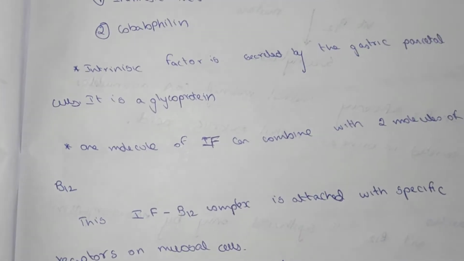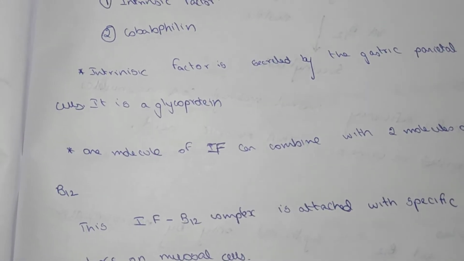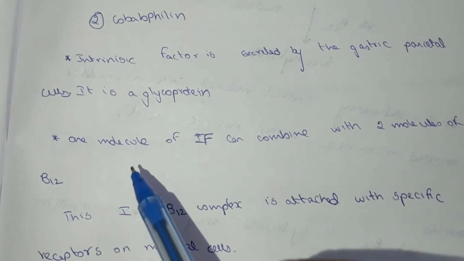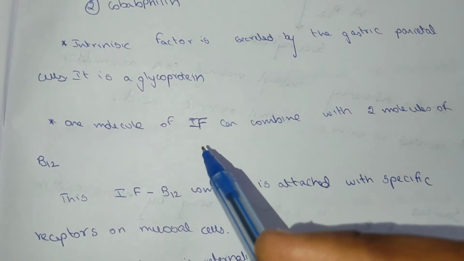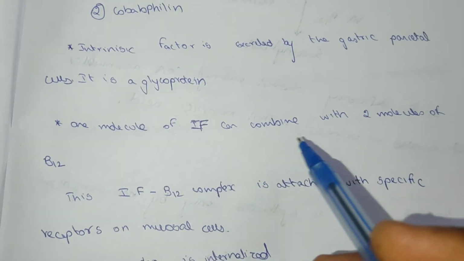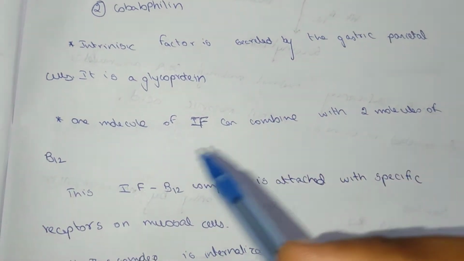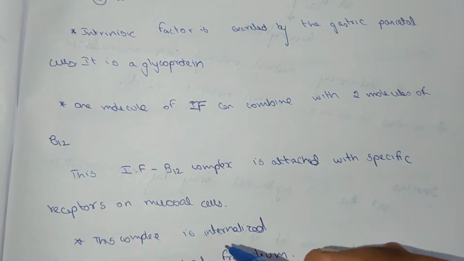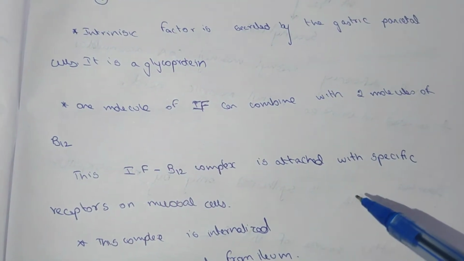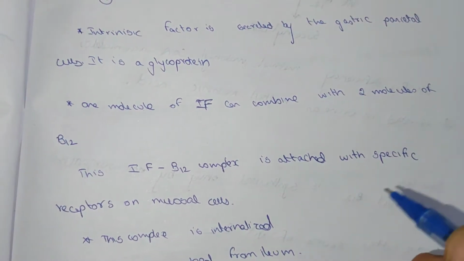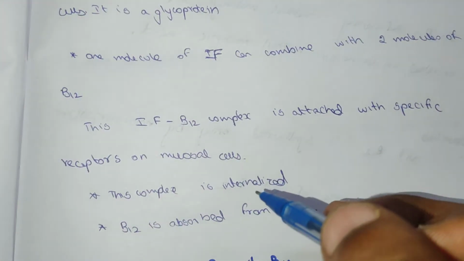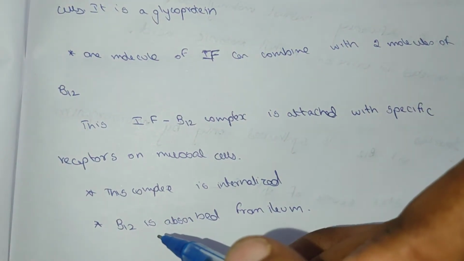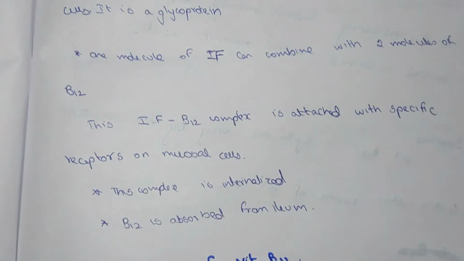First, the intrinsic factor is secreted by the gastric parietal cells and it is a glycoprotein. One molecule of this intrinsic factor combines with two molecules of vitamin B12, and this complex is attached to specific receptors on the mucosal cells, internalized, and the B12 is absorbed from the ileum.